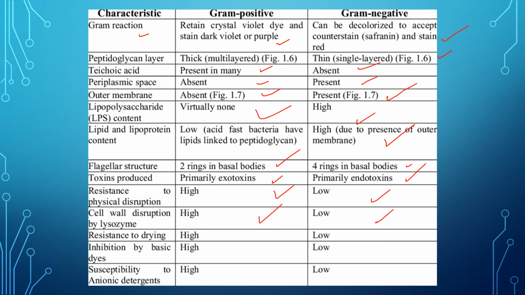Resistance towards drying is high in gram-positive bacteria. Resistance towards drying is low in gram-negative bacteria. Inhibition by basic dyes is high in gram-positive bacteria. Inhibition by basic dyes is low in gram-negative bacteria. Susceptibility to anionic detergent is high in gram-positive bacteria, and susceptibility to anionic detergent is low in gram-negative bacteria. This is all about bacteria, some features of bacteria.